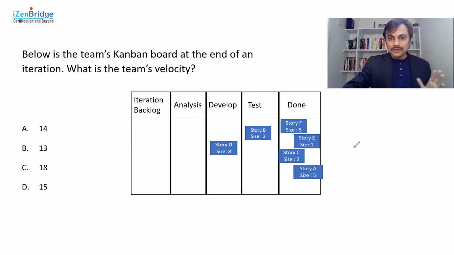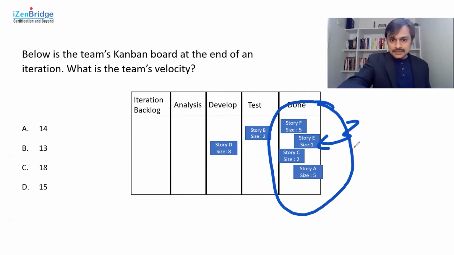Okay, so what is easy to see? There are 6 stories, and each story has a size mentioned. You have a size number given. And then we need to interpret the velocity at the end of an iteration. What is presented to you is that there are 3 stories which are done.